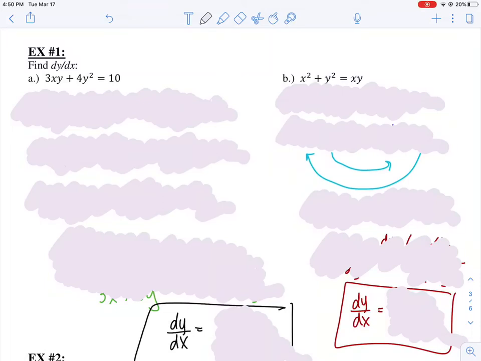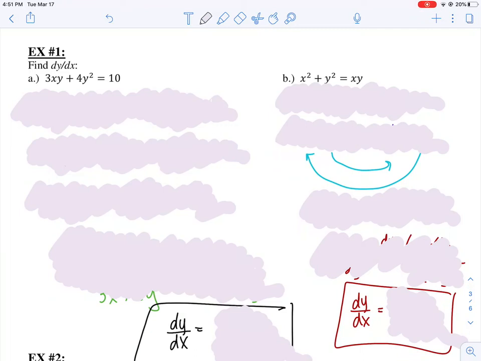All right, here's our second part of section 14.4 where we started talking about implicit differentiation. We did some basic examples to kind of start us off, but let's get a little more complicated into it. Look at example number 1 with me. It asks us to find dy over dx. I want to find the derivative of y with respect to x.